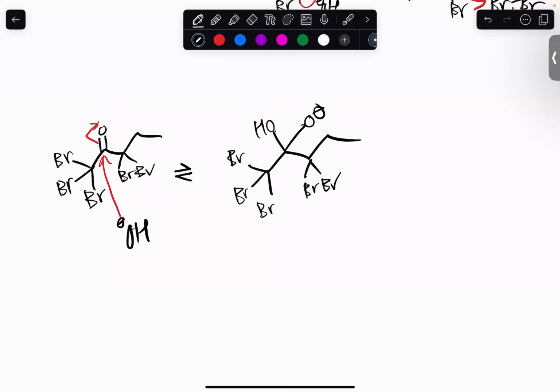And then think of this right here as a good leaving group. We could reform the carbonyl, the carbon with one oxygen, and then kick out that good leaving group by giving that carbon a negative charge right there.